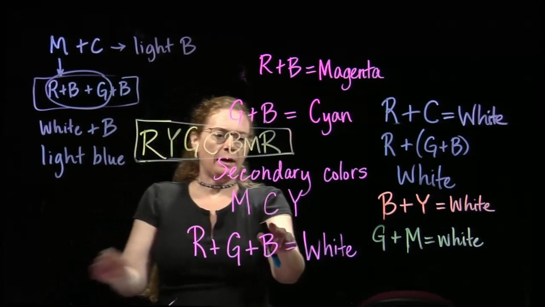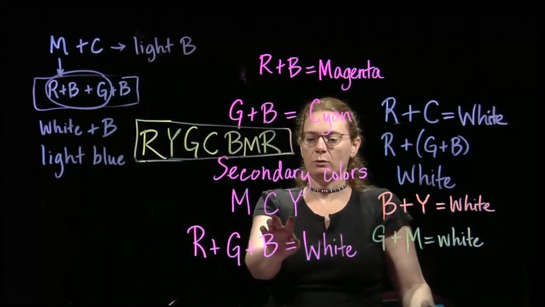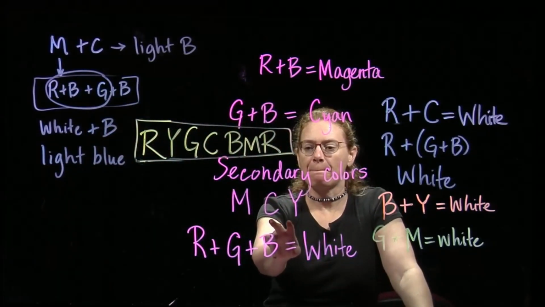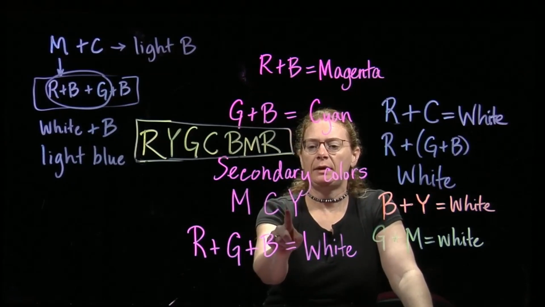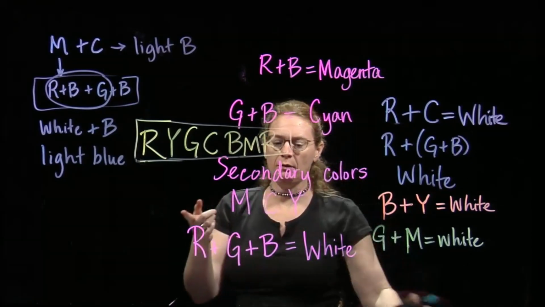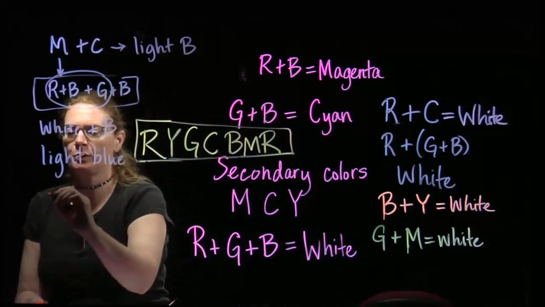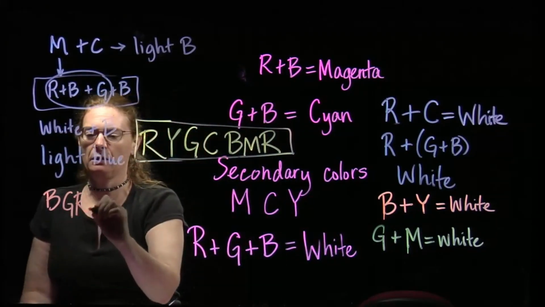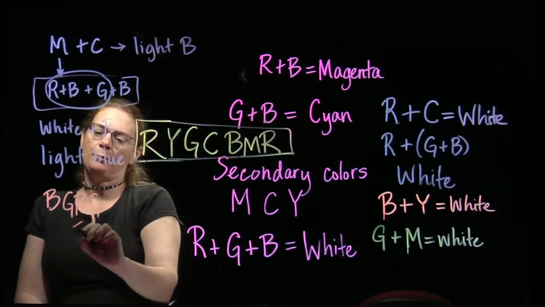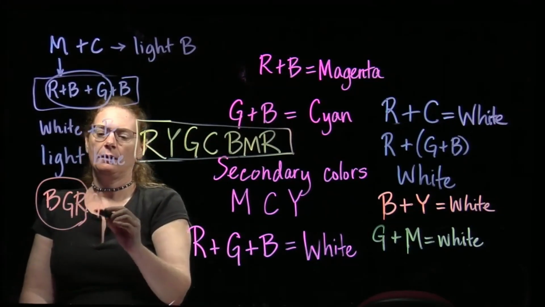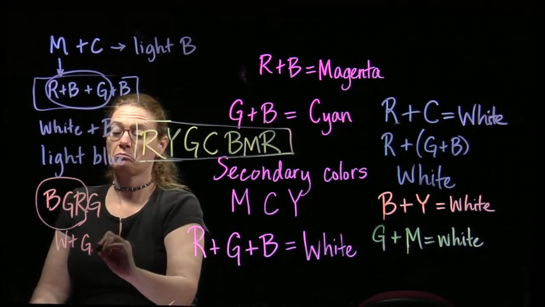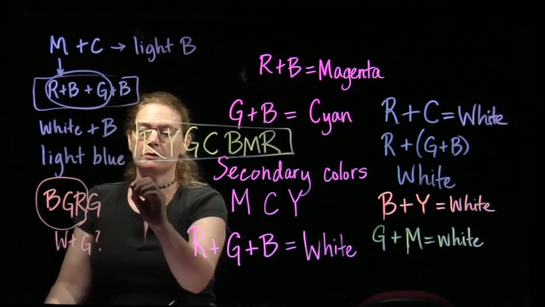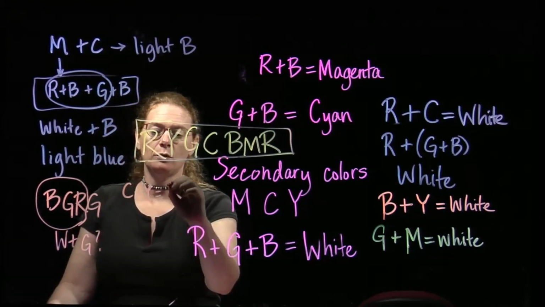You can do the same thing. Try cyan and yellow. Hit pause. Cyan plus yellow. Well, okay, so cyan has blue-green, and yellow is red-green. All right, there's my white. Whoa. White plus green. Okay, that's going to give me light green. So cyan plus yellow equals light green.